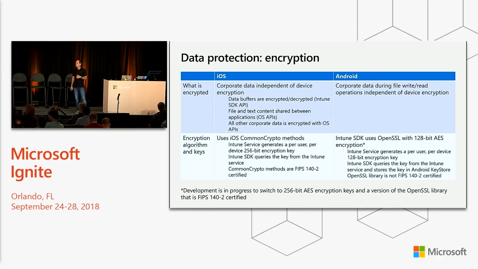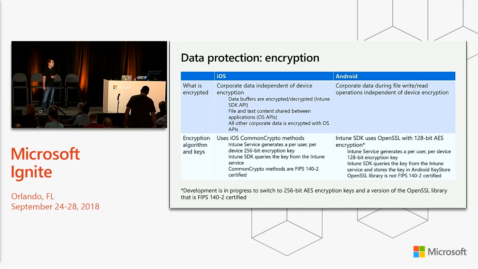And then from an Android perspective, we execute this encryption during file read-write operations. Now, the difference in Android and iOS is that we don't leverage the native encryption capabilities within the Android platform, because the Android platform is very diverse. And so we built our own encryption stack leveraging OpenSSL. Today that leverages a 128-bit encryption key, again per user, per device, again stored within the Intune service. We are upgrading that to a 256-bit encryption key, hopefully by the end of the year.